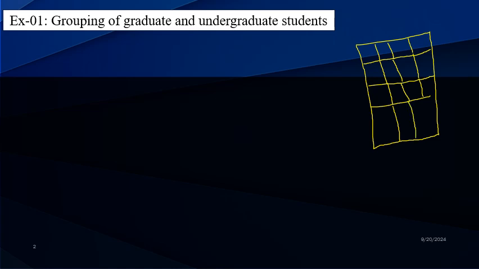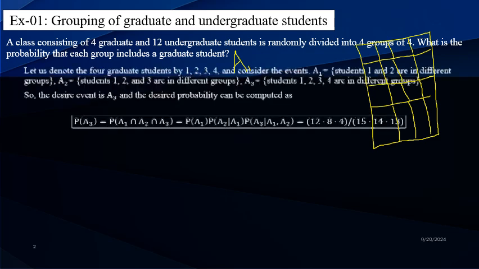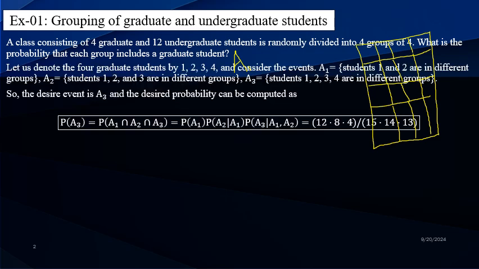Now if you take this kind of drawing, then A1 is the situation that graduate students 1 and 2 are in different groups, which we defined in the last class. We name the graduate students 1, 2, 3 and 4, and A1 is the event saying that graduate students 1 and 2 are in different groups. So if that scenario is there, what is the probability of A1?